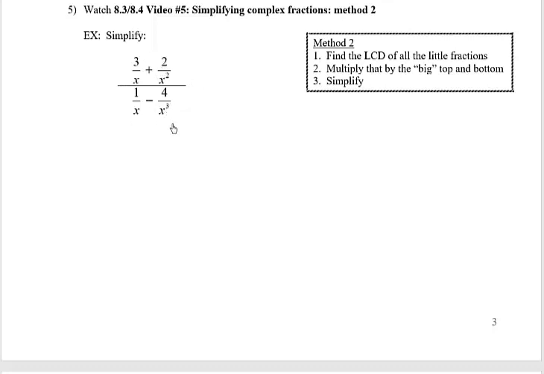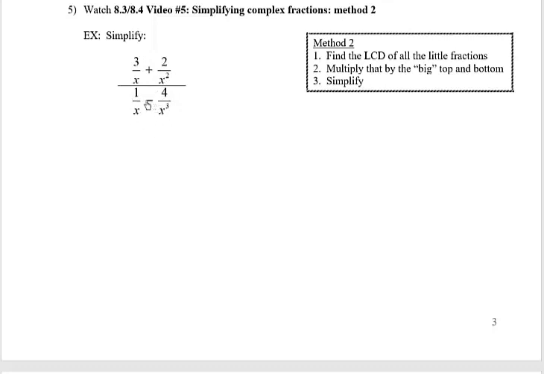I could use method 1 on this problem, the one from the last video. It would just take a long time because the first thing I would have to do is get a single little fraction up top. Well, that means I'd have to add these two little fractions, which means I'd have to get a common denominator, change over to that denominator, and then add. Then I'd have to get a single little fraction down here on the bottom.